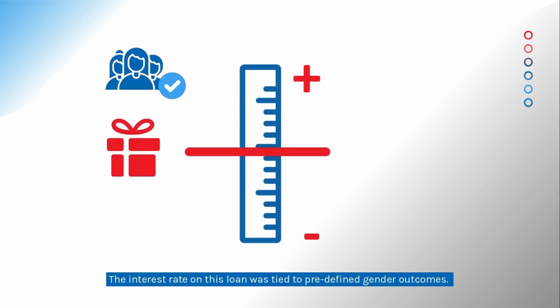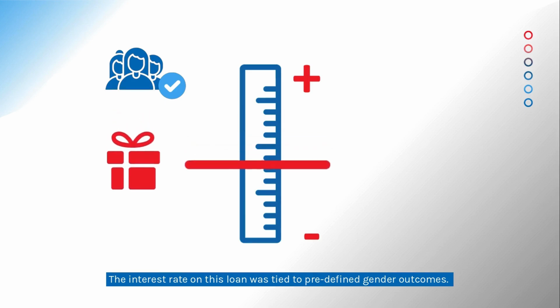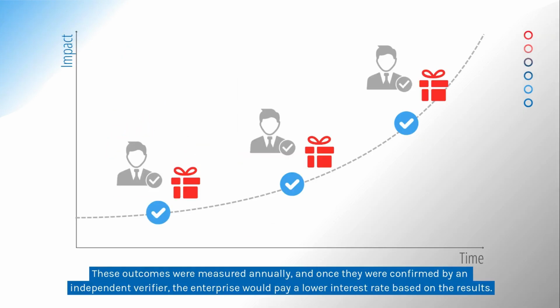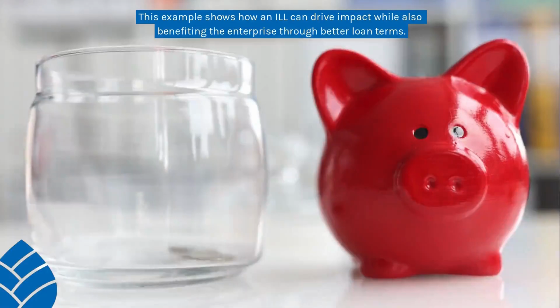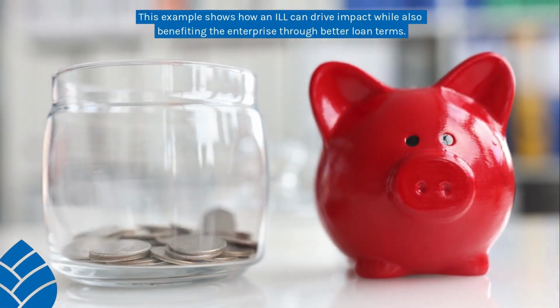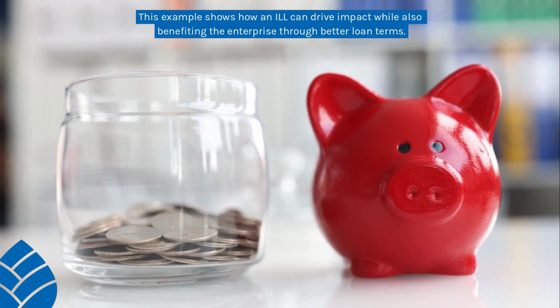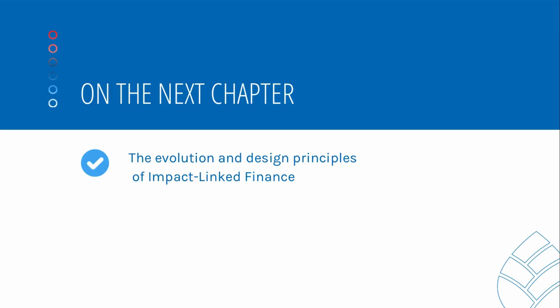The interest rate on this loan was tied to predefined gender outcomes. These outcomes were measured annually, and once they were confirmed by an independent verifier, the enterprise would pay a lower interest rate based on the results. This example shows how an ILL can drive impact while also benefiting the enterprise through better loan terms.